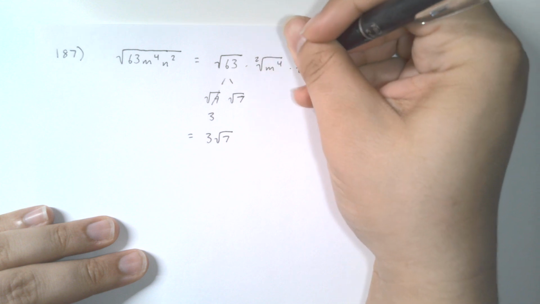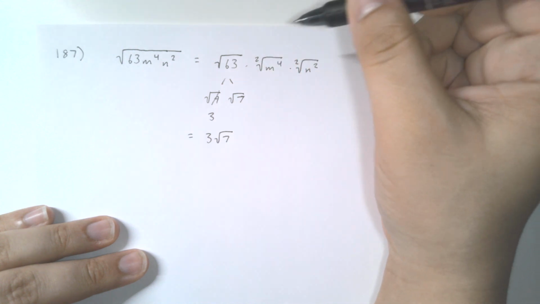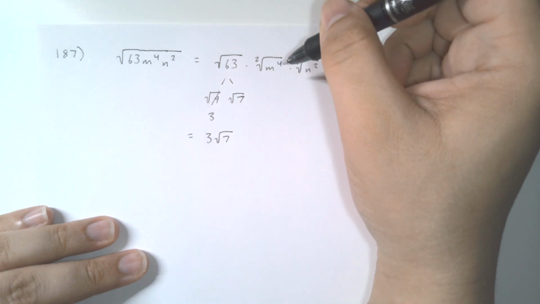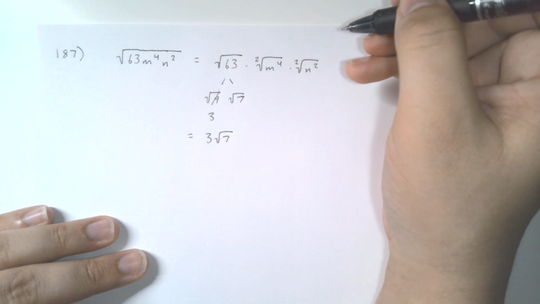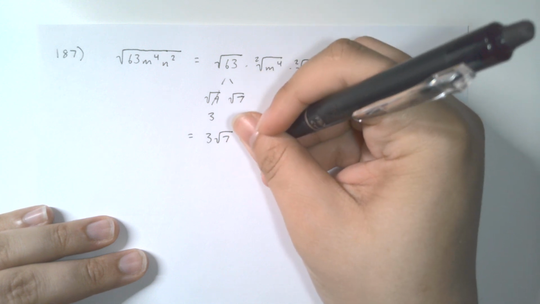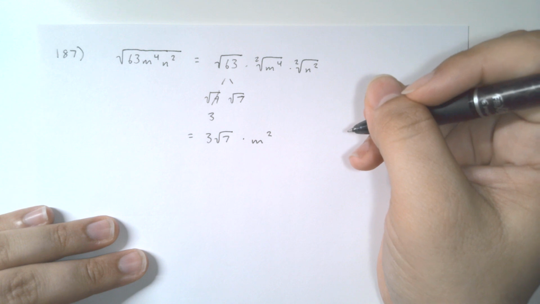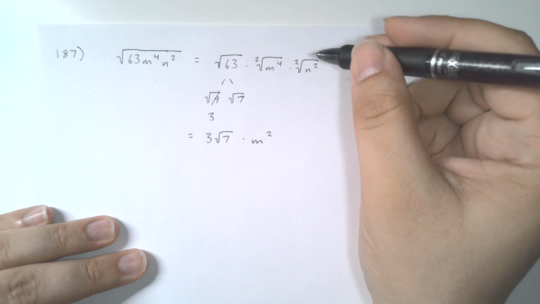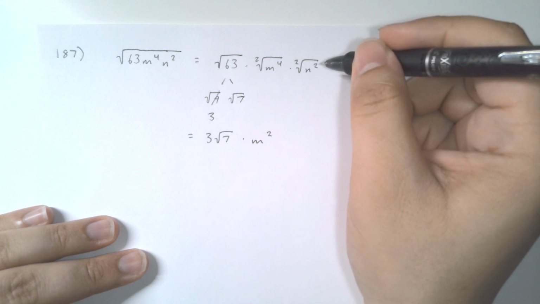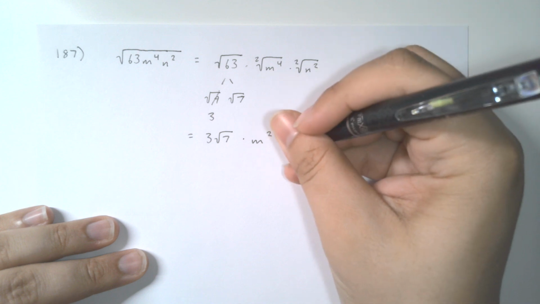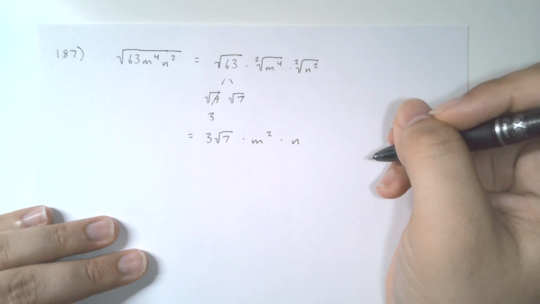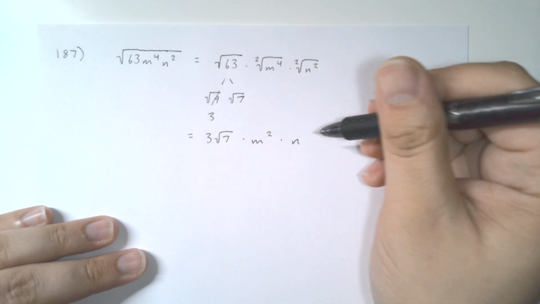And we implicitly have indices of 2 here, so we ask ourselves, how many times does 2 go into 4? It goes in twice with no remainder. So this is m squared. And then we ask ourselves, how many times does 2 go into 2? Well, it goes in once with no remainder. So we just get an m squared and an n.